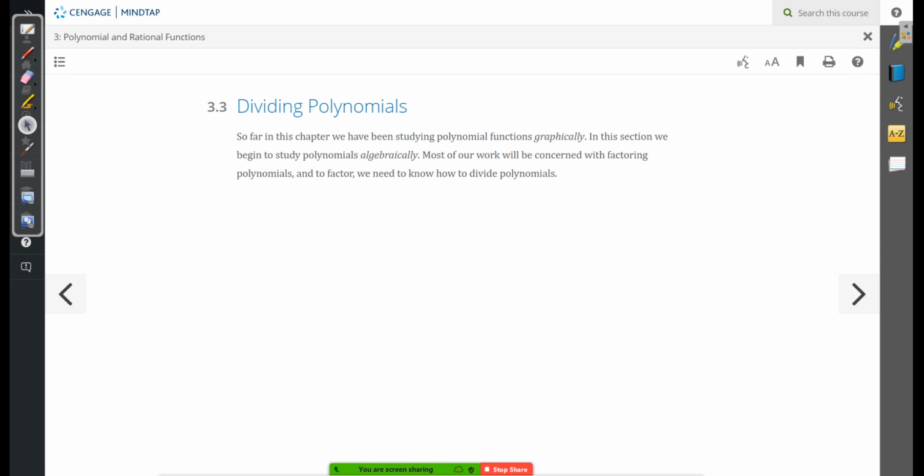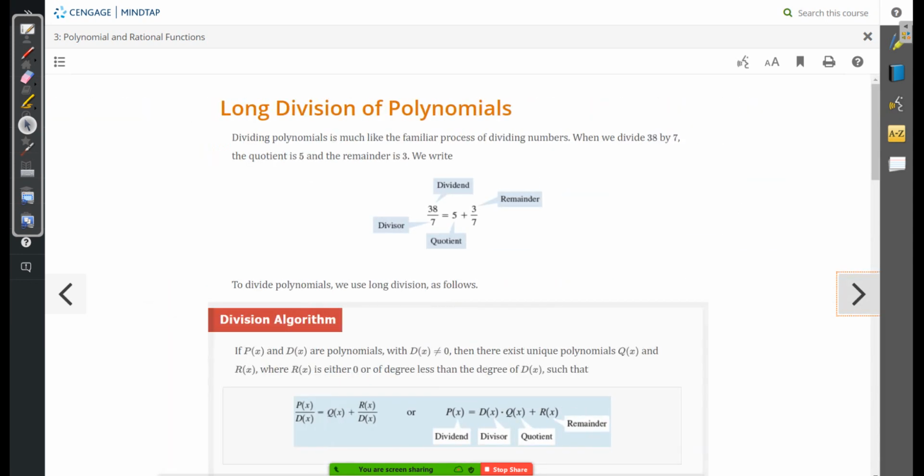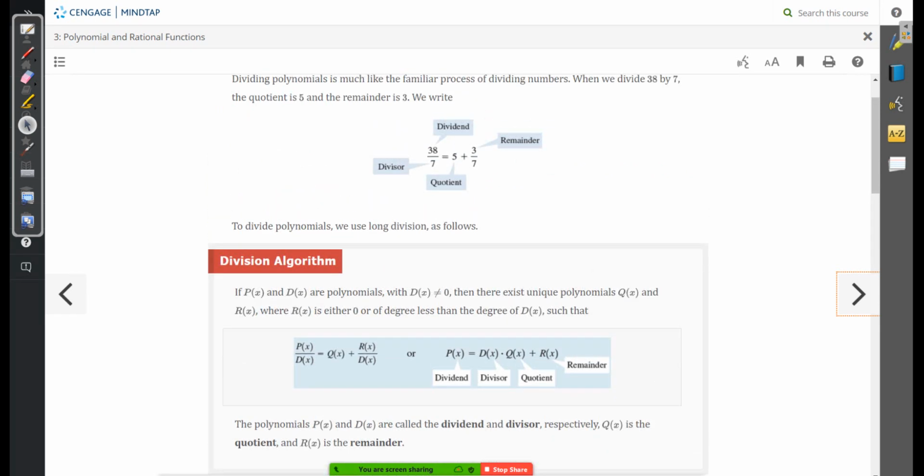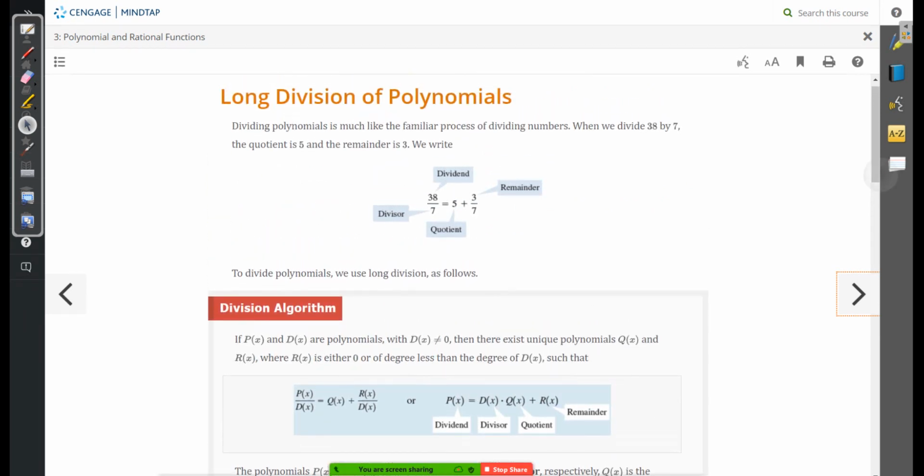But anyways, let's go. Okay, so what does that say? Let's read it. So far in this chapter, we have been studying polynomial functions graphically. Okay, so we've been looking at polynomial functions on a graph. In this section, we begin to study polynomials algebraically. Most of our work will be concerned with factoring polynomials, and to factor, we need to know how to divide.